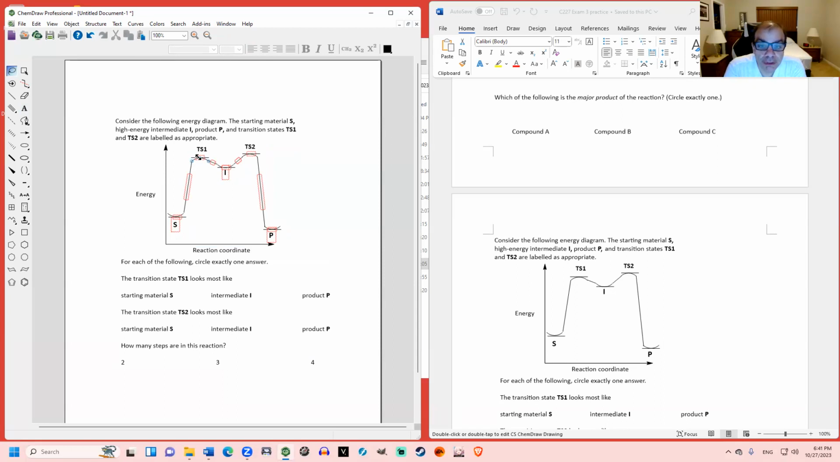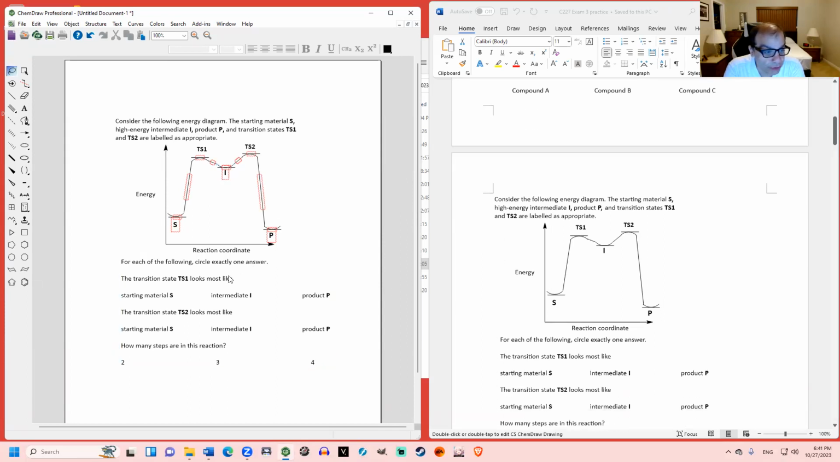So remember what Hammond's postulate says. It says that for any transition state, what you need to look at is the two species that are immediately surrounding that transition state. So you've got the starting material and you've got this intermediate. And it says that whichever of those two species is closer to the transition state in energy is the one that the transition state looks more like. So this transition state is closer to the intermediate than it is to the starting material. So transition state 1 is more like the intermediate than like either the product or the starting material.